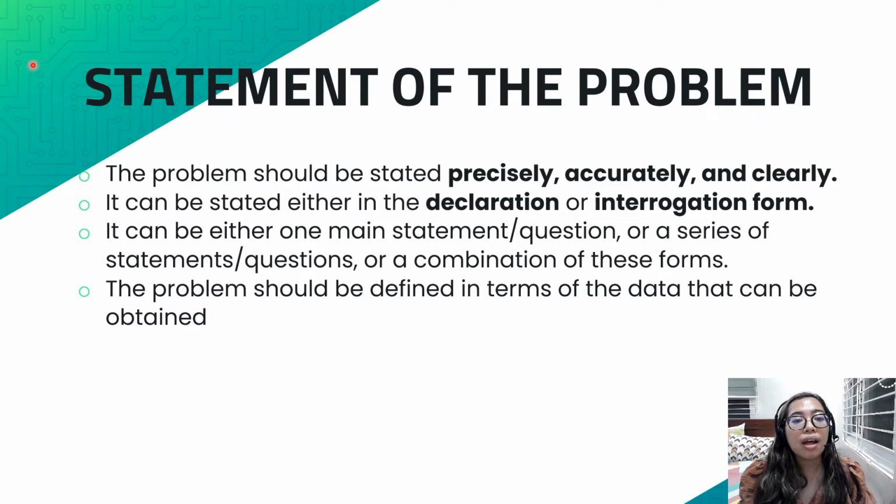Now this time, let's discuss the statement of the problem. The problem should be stated precisely, accurately, and clearly. And it can be stated either in declaration or interrogative form. So, pwede siyang sentence type, objective, or research objectives, or pwede rin siyang in question type or in interrogative form. It can either be one main statement or question, or a series of statements or questions, or a combination of these forms. The problem should be defined in terms of the data that can be obtained.